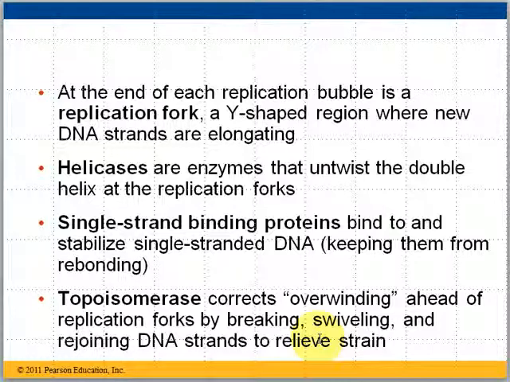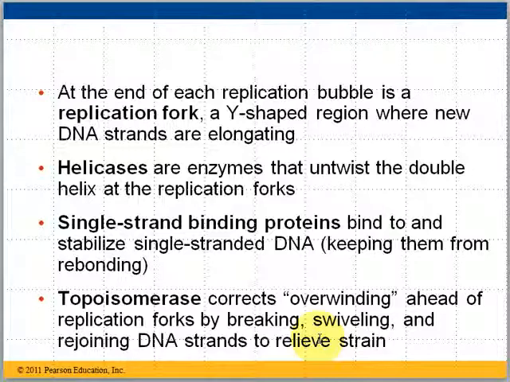If you recall, the DNA molecule is a twisted ladder shape. The DNA has to be unwound or untwisted before it can be replicated. So the enzyme helicase does the untwisting of that double helix right there at the replication fork.